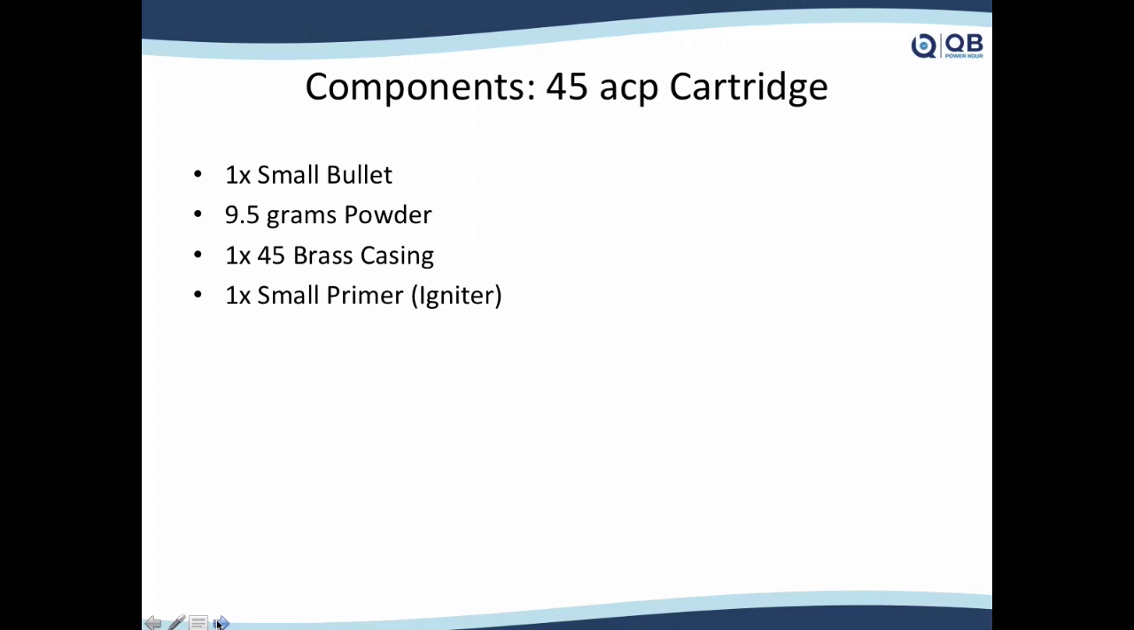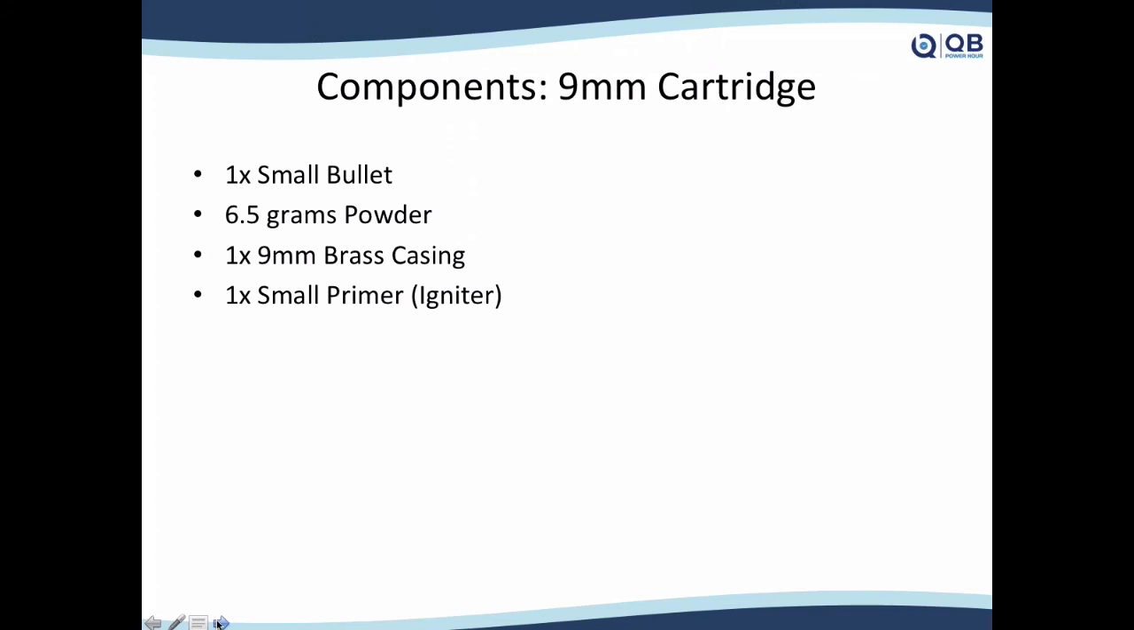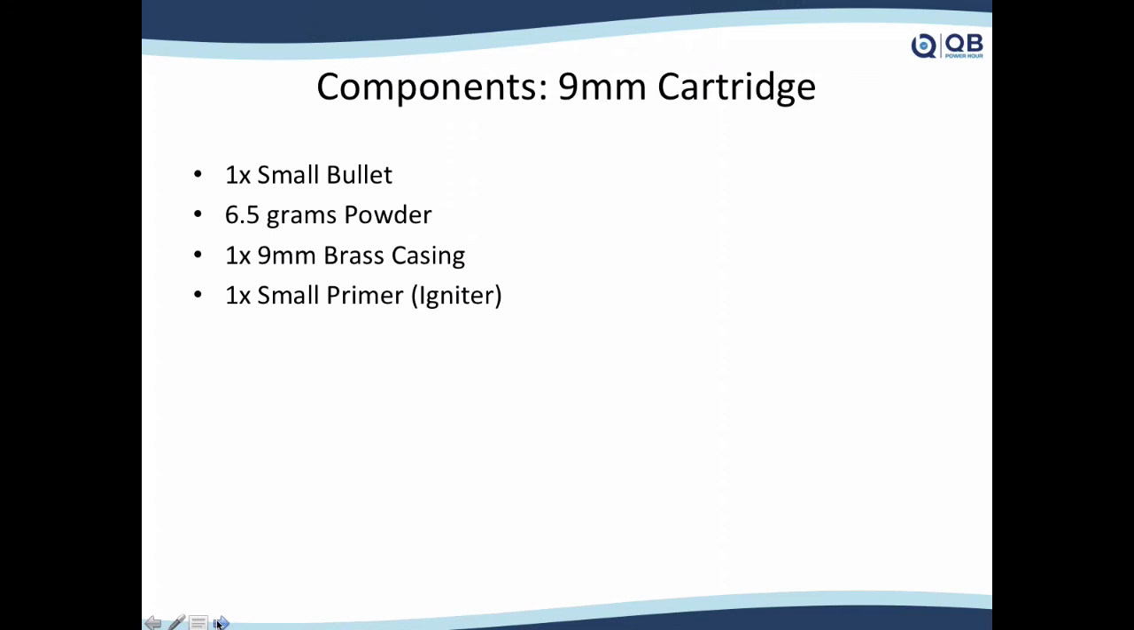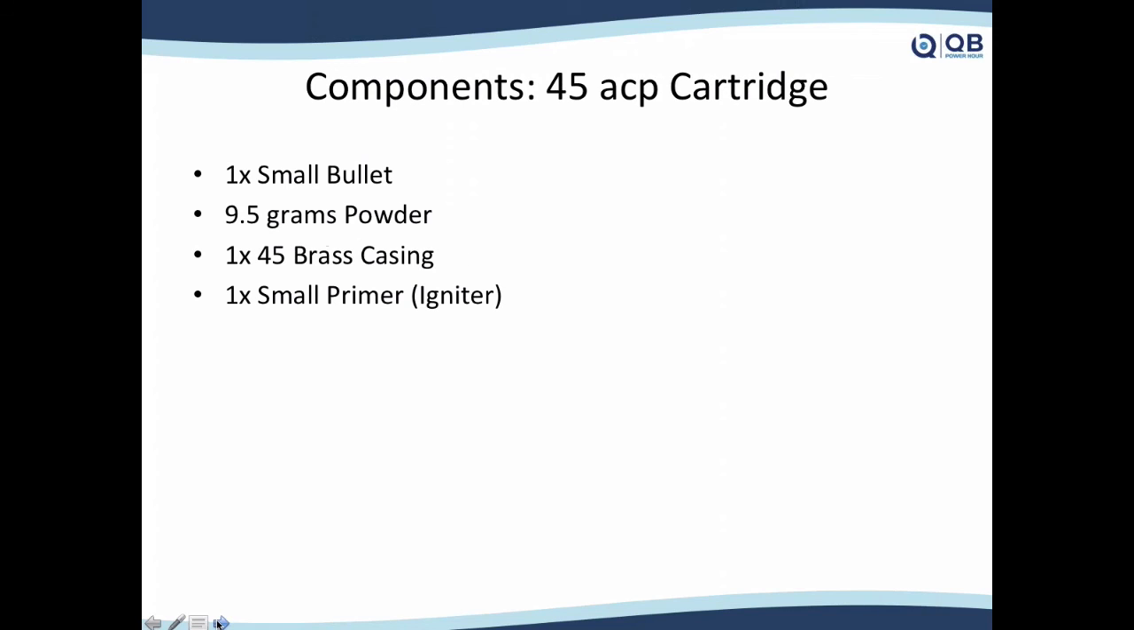However, the 9mm and the 45 have different grams of powder. So we're going to talk about units of measure and how that affects the assembly process. Keep in mind that we have two units that are very similar in size, but they have different powder amounts. Then we have the rifle cartridge, which uses a different bullet projectile, a lot more powder, a different casing, and a larger primer. Also, the 9mm and the rifle use two different casings.